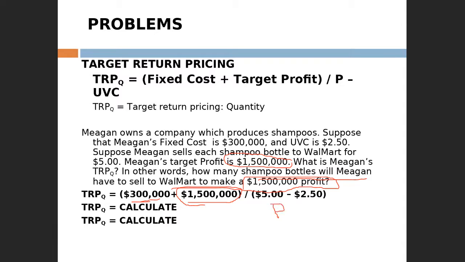This is price minus UVC. So Dinesh says 720,000. That is exactly correct. That is how many bottles of shampoo Megan has to sell to Walmart to make $1.5 million profit. Questions?